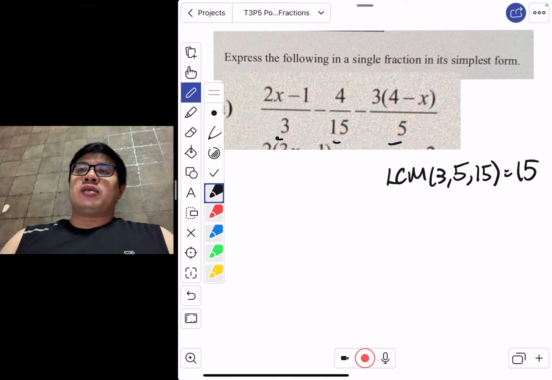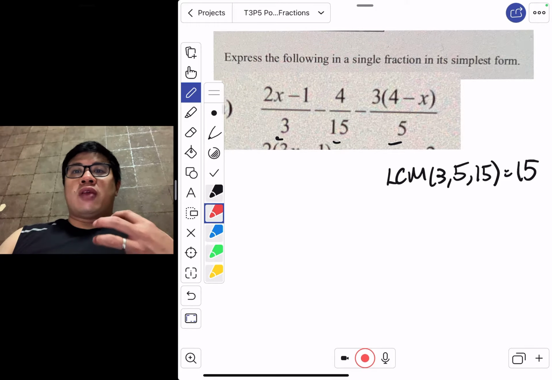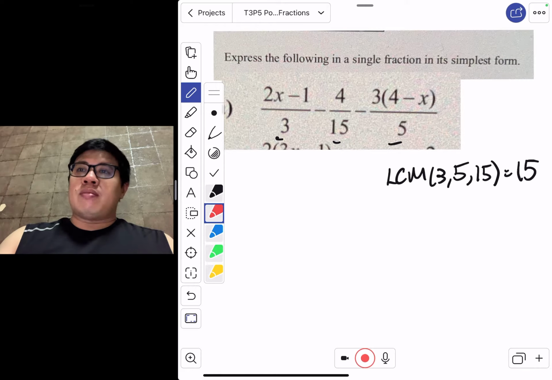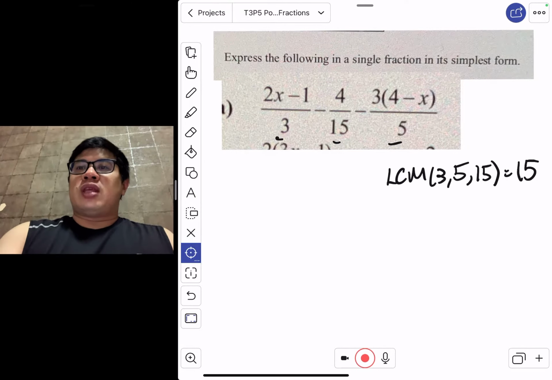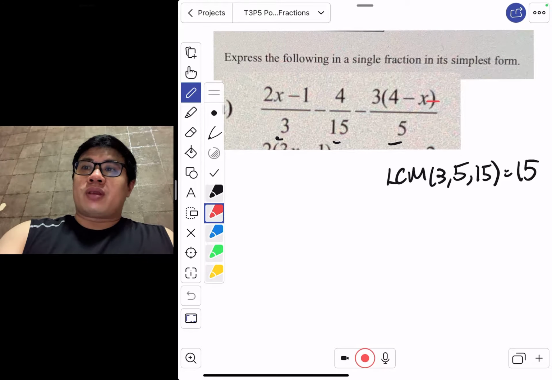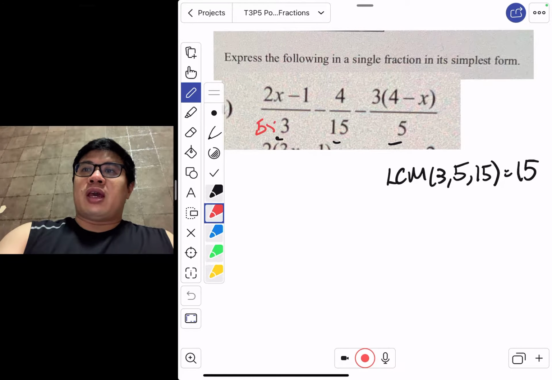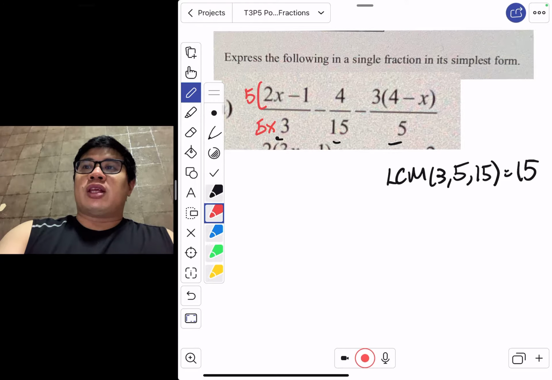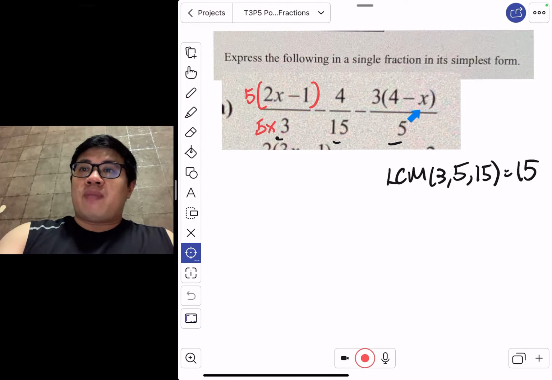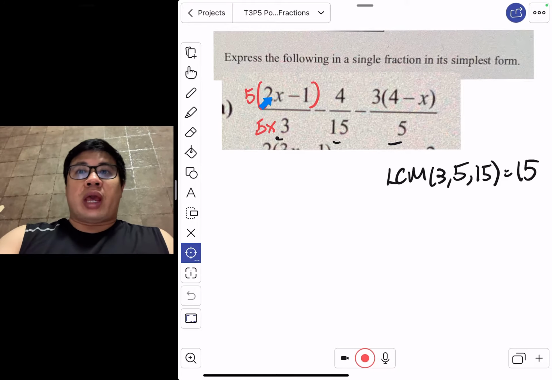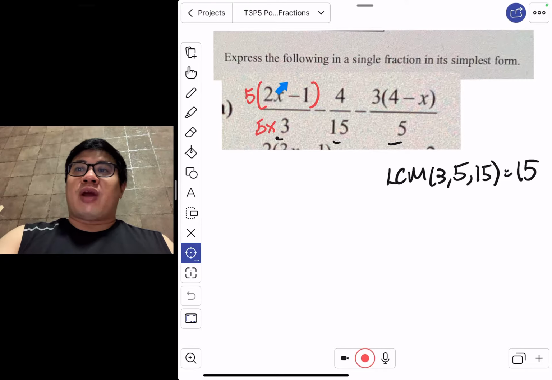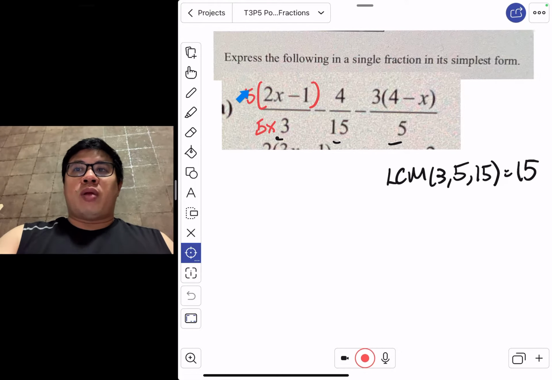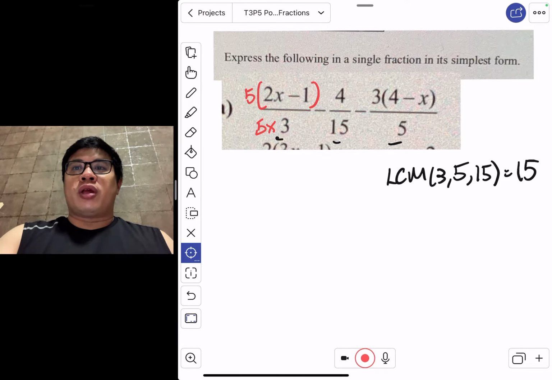And from here, if I want all denominators to be the same, just like primary school, for 3, if I want to make this 15, I need to multiply by 5. So it's 5 at the denominator and 5 at the top. Now take note, the 5 is multiplied to the whole entire numerator, not just to 2x. A common mistake made by students is to multiply 5 to 2x and forget the 1.